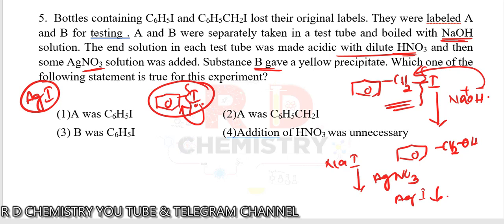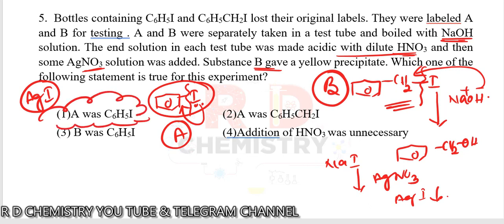So B gave the yellow precipitate. That means benzyl iodide should be in test tube B and iodobenzene should be in test tube A. Therefore, the answer should be which one? So we can go for option number 1. A was the iodobenzene and B was benzyl iodide. Clear?